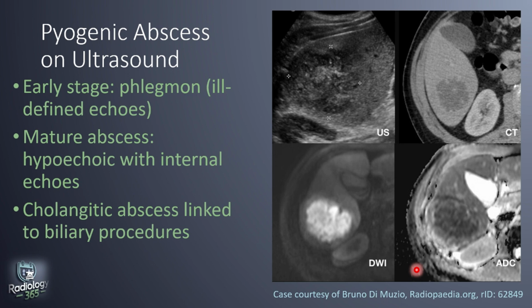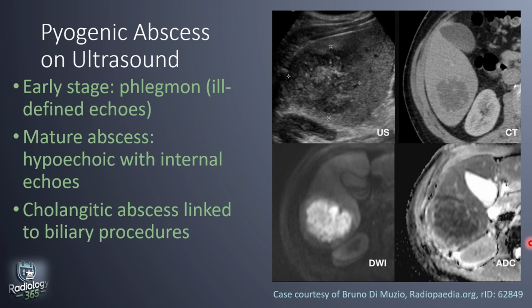There's also a subtype called cholangitic abscess, which can occur in patients with bacterial cholangitis, biliary stents, prior sphincterectomy, or hepatojejunostomy. These are caused by reflux of bacteria into the biliary tree from the stomach. So things will just reflux from the stomach into the biliary tree because of these procedures that have been done.